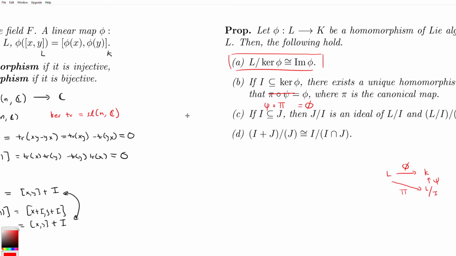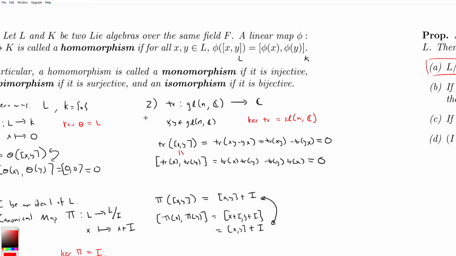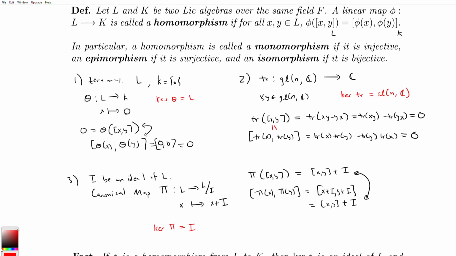We'll come back over here. So L mod the kernel is isomorphic to the image, right? So let's see if that's true. In this example, the zero map, well, L mod the kernel is just going to be L mod L, which is just equal to the zero vector space. So this is indeed isomorphic to K, which is the image. So we have verification there.